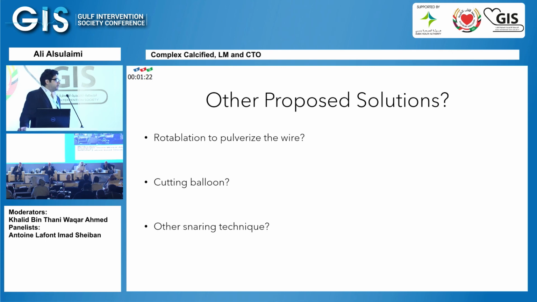So what are other proposed solutions? I was just brainstorming at this point, like if you have this problem, what should you do from an interventional standpoint? One thing I thought about was whether rotablating would help, like it would just pulverize the wire and maybe perhaps help. Cutting balloon, I don't know if that's an option. It may cut the wire and dislodge it. Or maybe we can come up with some other snaring technique.